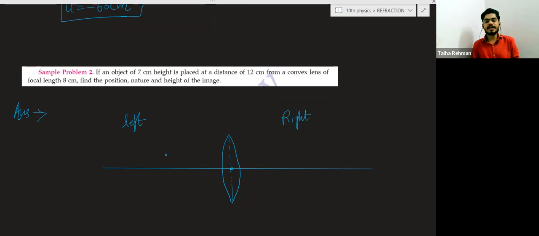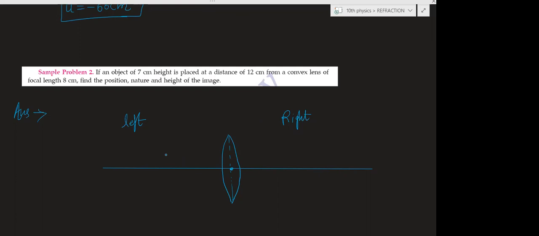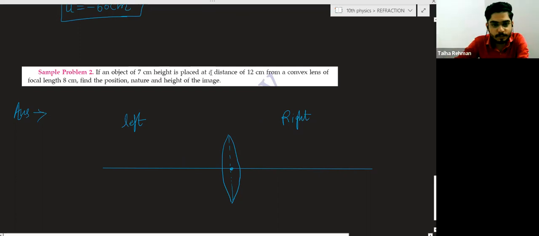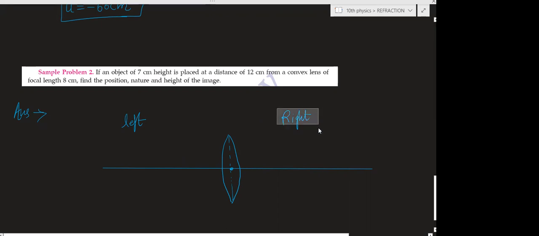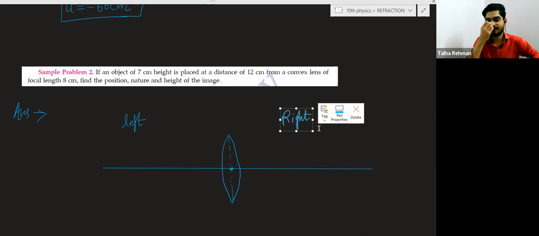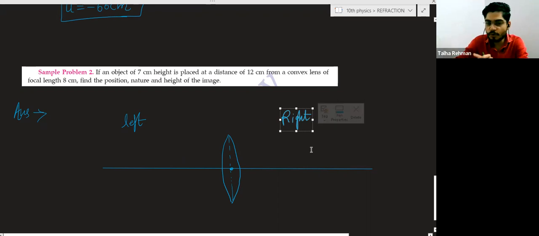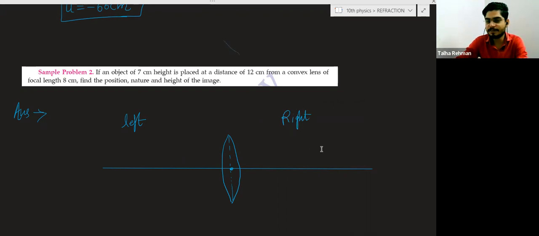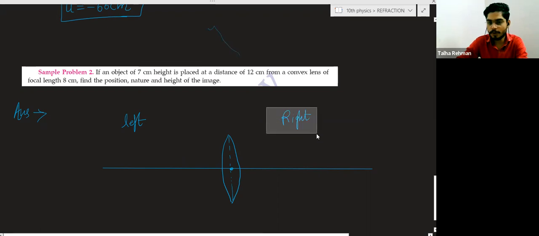So on which side is it possible to place the object? On the right side? No, sir. Why? Sir, because it is a convex lens. Azaan, we can put the object on the right side. Suppose I have just reversed the lens. So what will you do? Suppose I have reversed the lens. It means we can put the object on both sides of the lens.